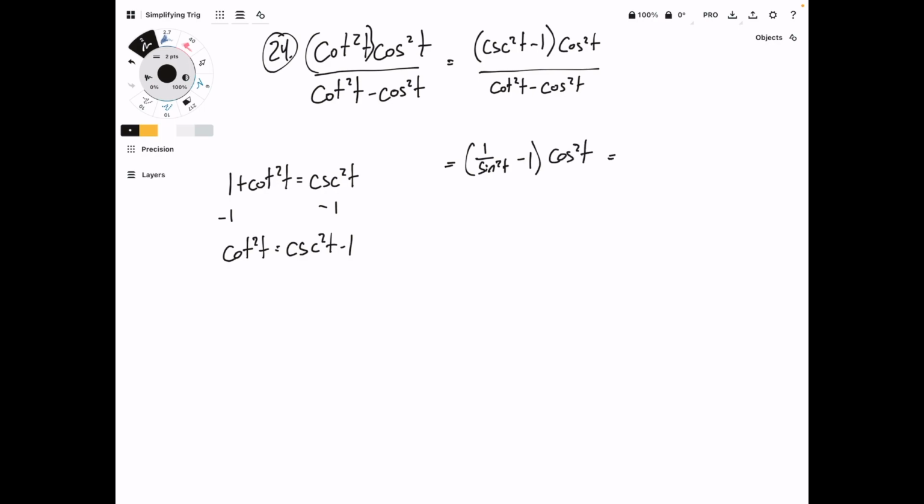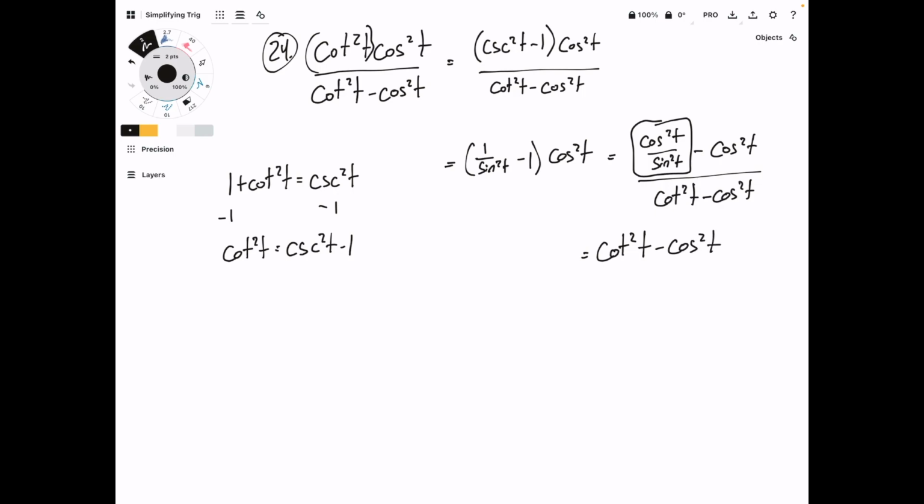And then we're going to multiply that cosine squared t across. So we're going to have cosine squared t over sine squared t minus cosine squared t. Then we're going to bring back our denominator. This part here, cosine squared over sine squared, is equal to cotangent squared. So you can probably see where we're going with this. But in the end, we have cotangent squared t minus cosine squared t over the same thing, and we are left with 1.